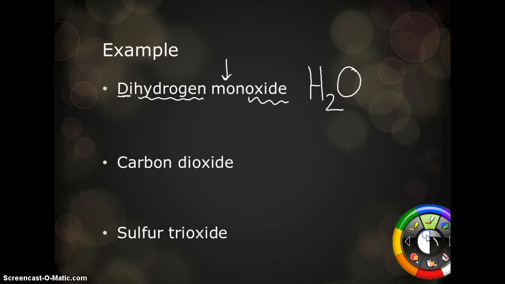So carbon dioxide, carbon, there's no prefix there, so it's just going to be 1. Oxide means that it's oxygen. This prefix di means that there's going to be 2 of them. Alright, last one. Sulfur is S. Oxide is O. This tri piece here means that there's going to be 3 of them.